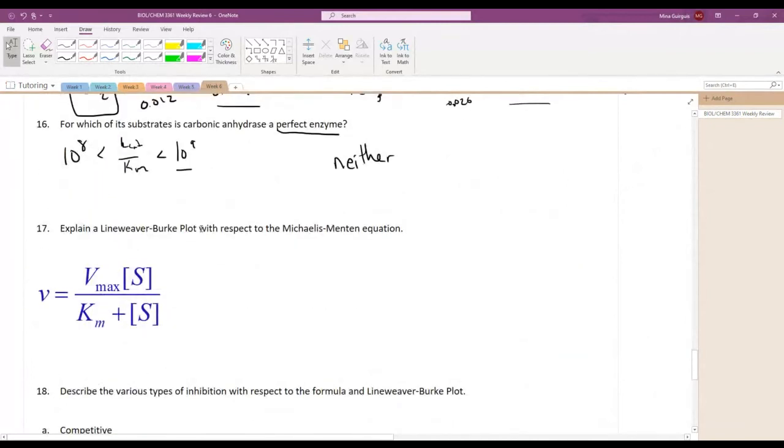Okay, so explain a Lineweaver-Burk plot with respect to the Michaelis-Menten equation, and then we're going to start doing inhibitors. I'm not sure exactly where your professors have left off, simply because I know that they both are at slightly different places, so I might be working ahead just a little bit. I might be a little bit behind.